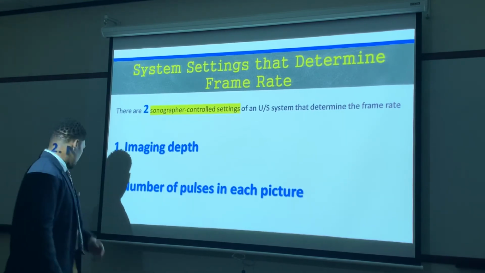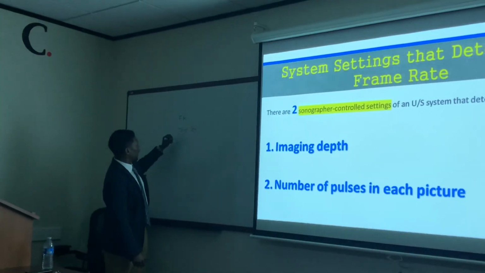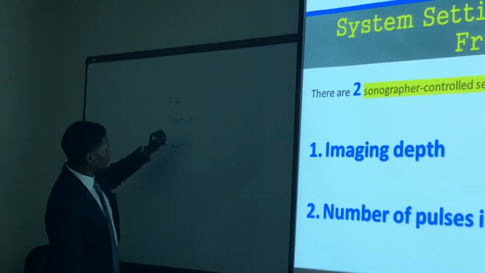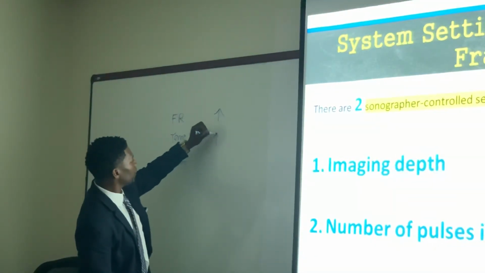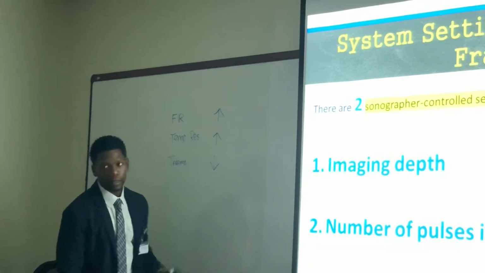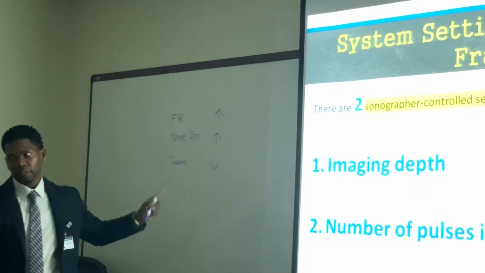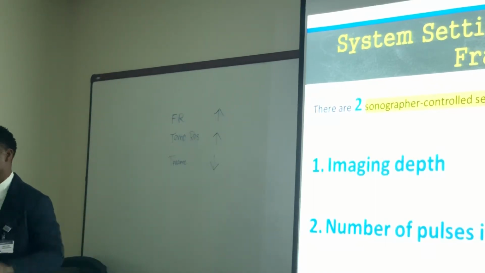So I can actually write on this board. I'm just going to shorten it. FR, frame rate, temporal res, and I can write T-frame. Relationship: if the frame rate goes up, temporal resolution goes up, T-frame goes down. Okay? So remember that relationship right there. That's the summary of what I've been talking about the past like 15 minutes. That's the quick summary of it right there. That's the relationship right there.